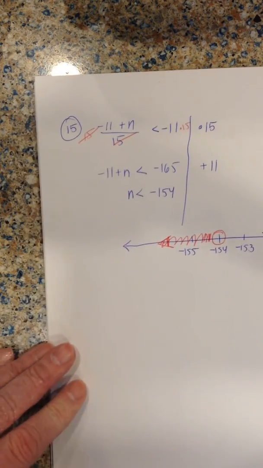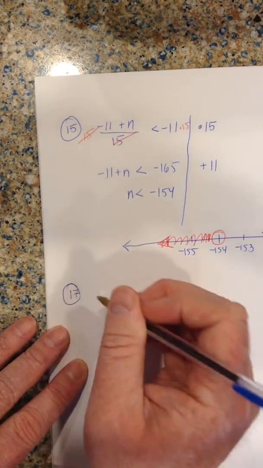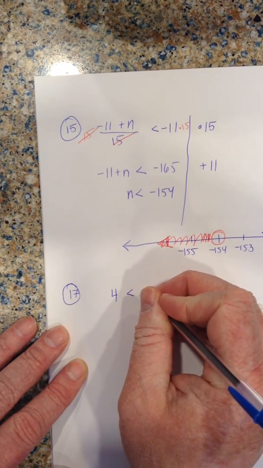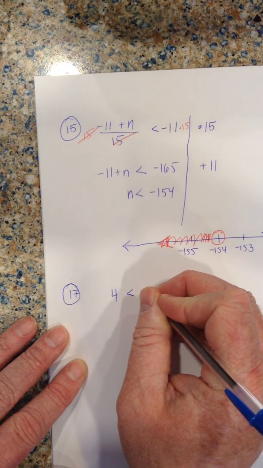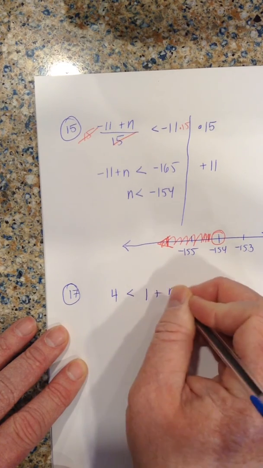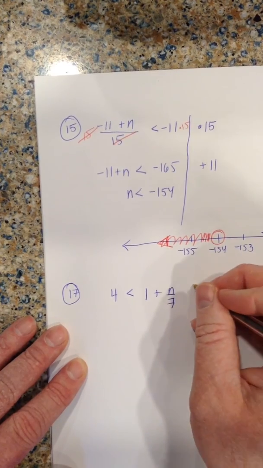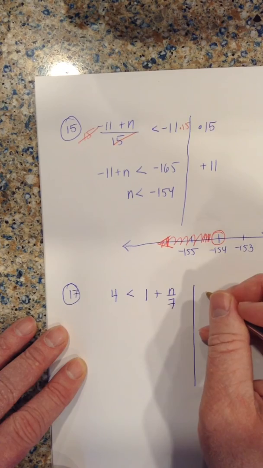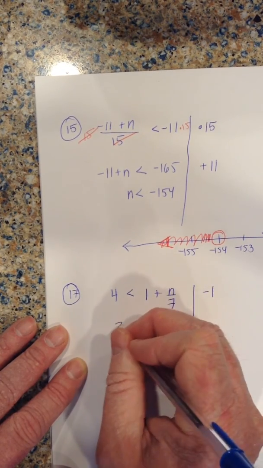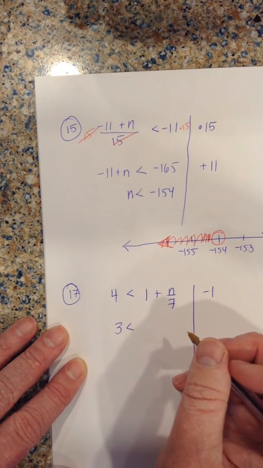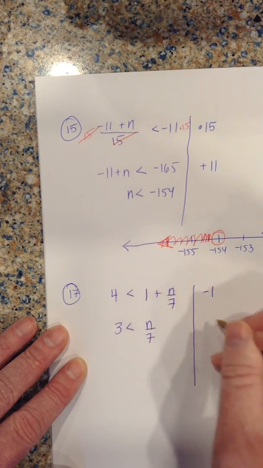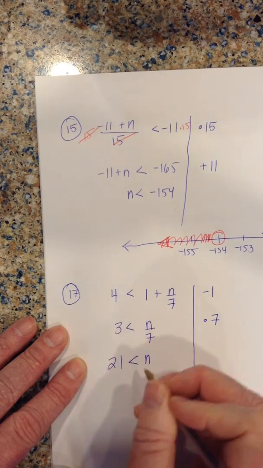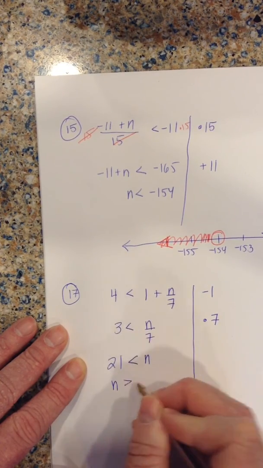Okay, one more problem that wasn't asked about, but I thought some people might have questions about it. 4 is less than 1 plus n over 7. There's a couple ways to do it. There's one fraction here. I think I'm going to subtract 1 first, so I get 3 is less than n over 7. Now to clear the fraction, I'm just going to times both sides by 7, so I get 21 is less than n, so n is greater than 21.